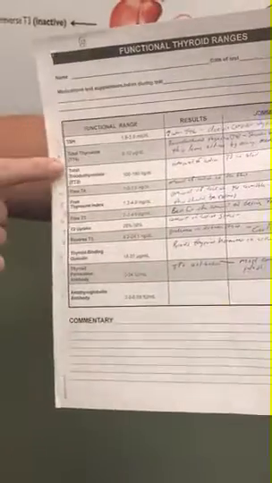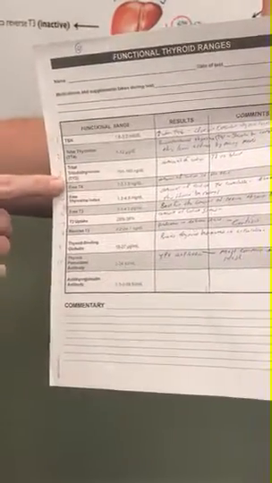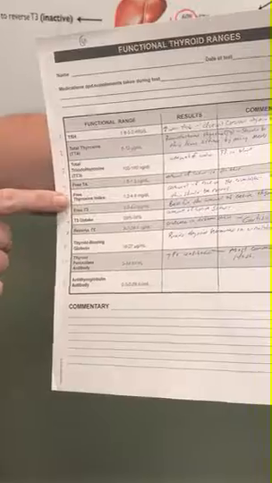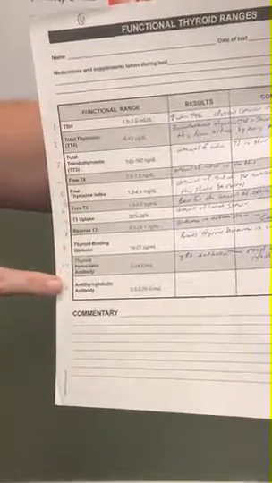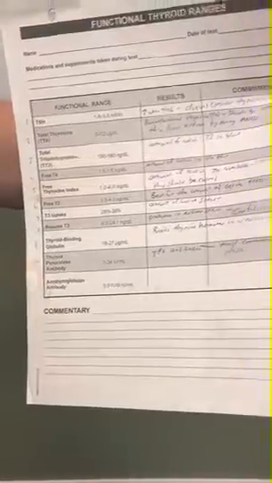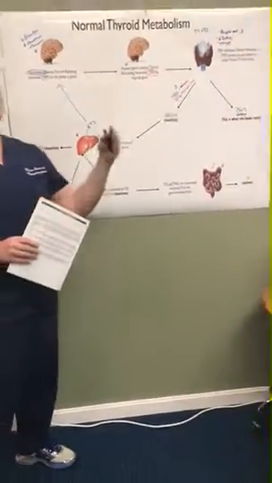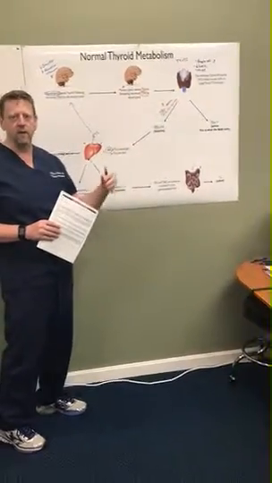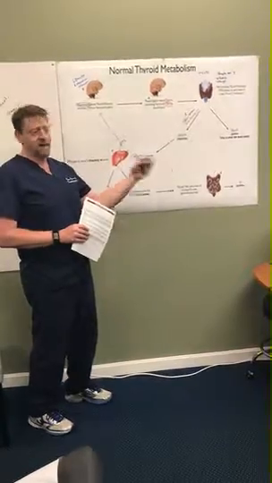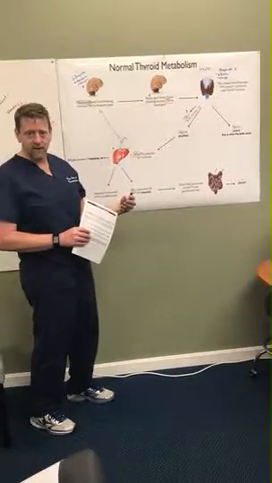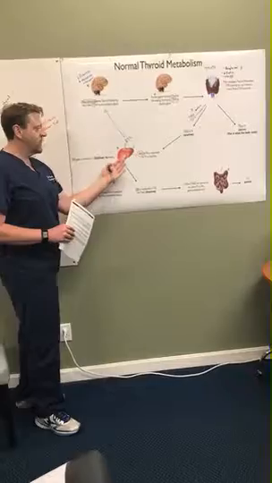So we have TSH, total T4, total T3, free T4, free thyroxine index, free T3, T3 uptake, reverse T3, thyroid binding globulin antibody, TPO antibody, and anti-thyroid globulin antibody. So we're looking for everything on here. Okay, we're looking to see if we can convert. Okay, or if we have enough T4, are we getting enough T3? If we aren't, then there's a problem in the conversion factor. And again, the majority of that takes place in the liver.